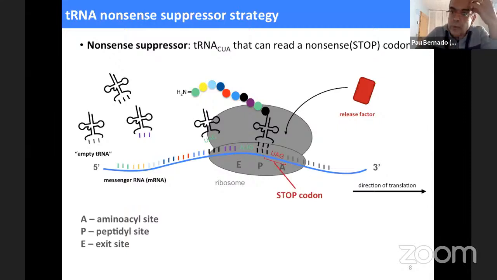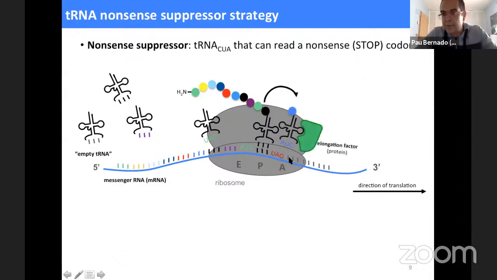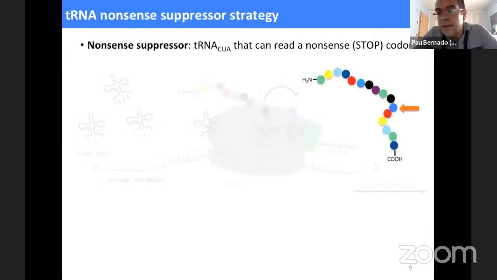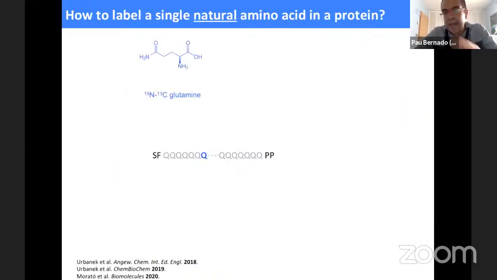Now let's imagine that we can take out the release factor, and instead we put a synthetic tRNA that contains an anticodon that recognizes this stop codon. Then the ribosome will recognize this tRNA, attach it, and incorporate this blue amino acid into the chain. This technique is called tRNA suppression and has been used for decades to introduce chemically modified amino acids inside proteins. What we do, in fact, is introduce isotopically labeled amino acids instead of chemically modified amino acids, okay?